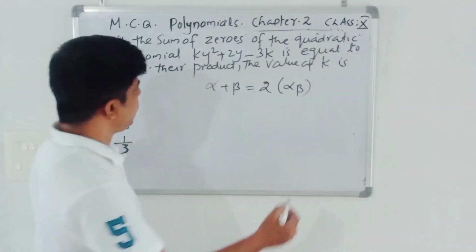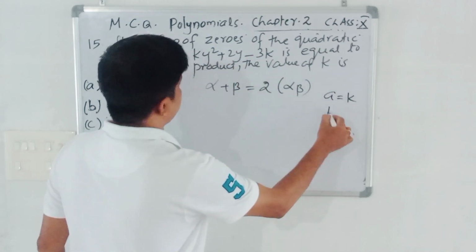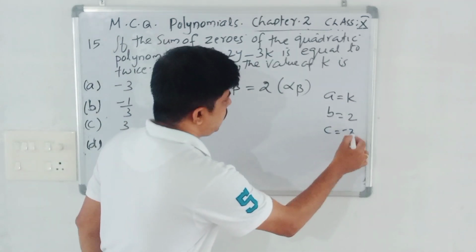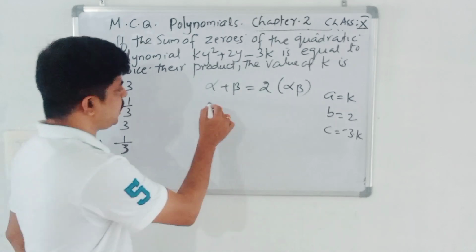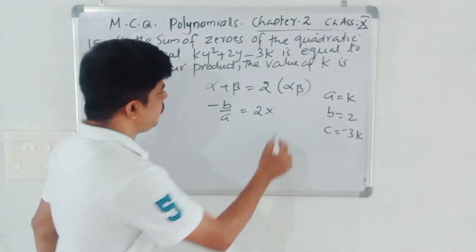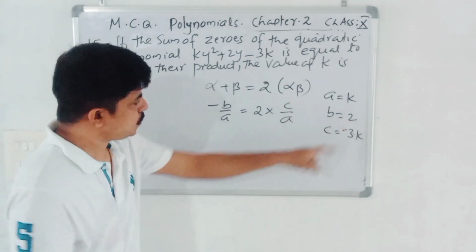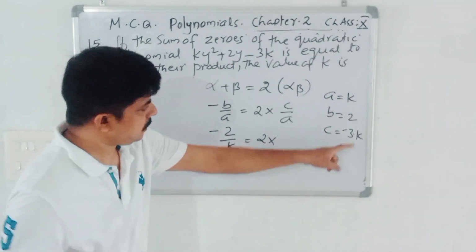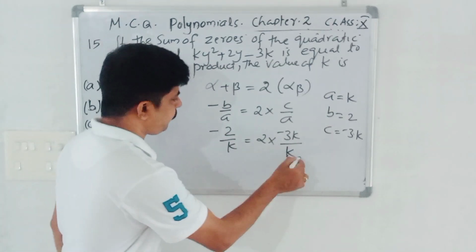According to the question, we have a is equal to k, b is equal to 2. What is the coefficient of c? We have c is equal to negative 3k. Now we have to substitute. We know that alpha plus beta is equal to negative b by a, which equals 2 times alpha beta, which is c by a. Negative b by a is negative 2 by k. 2 into c is negative 3k, divided by a, which is k.